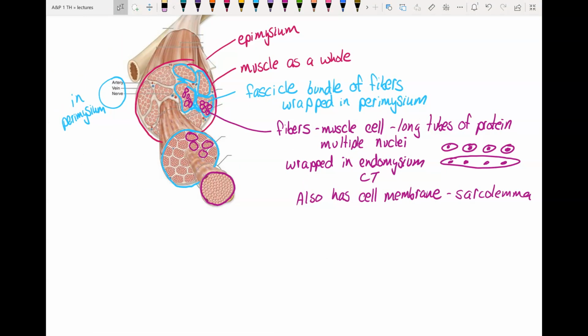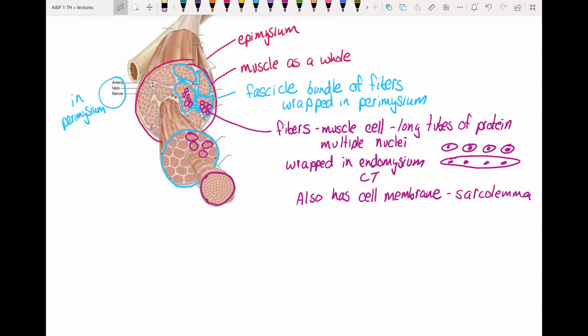Okay, so here's starting off the tubes inside of tubes. You have a muscle as a whole. It has epimysium, connective tissue surrounding it. That has long tubes called fascicles, which have perimysium wrapping them. Within a fascicle, you have these long tubes called fibers, which are wrapped in endomysium.